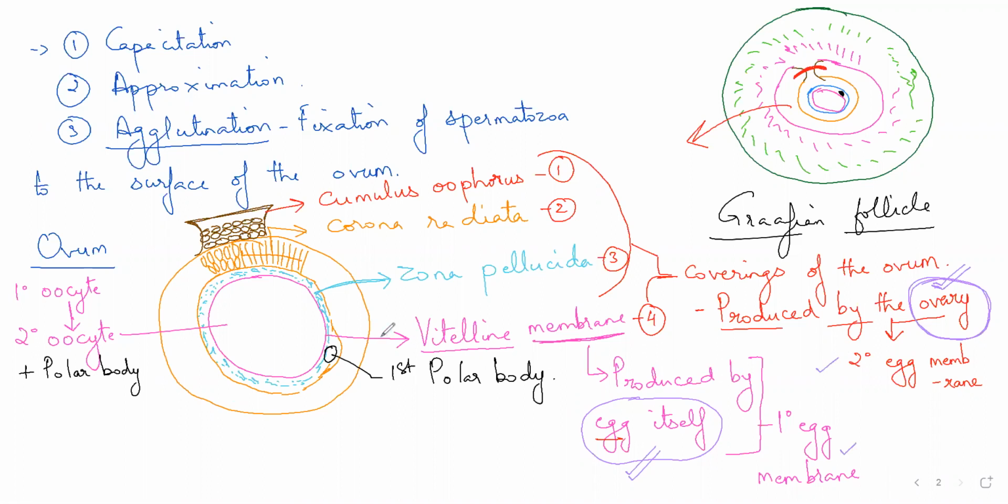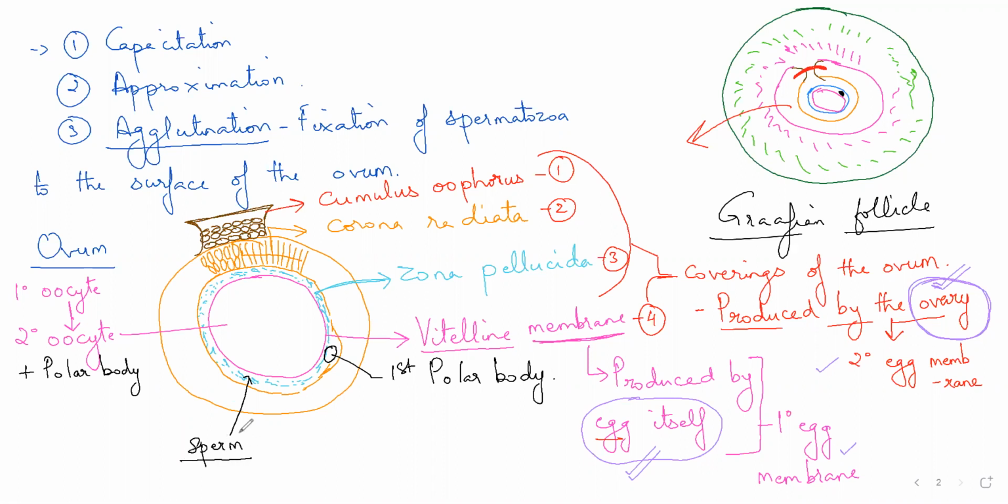Right. Now we have to study this. Why? Because we have to study acrosomal reaction. The sperm has to cross all these barriers and then it would be finally in contact with the vitelline membrane and then it would release its nucleus. Right? So spermatozoa has to cross all these membranes, remember.